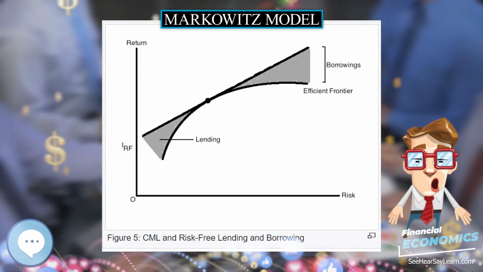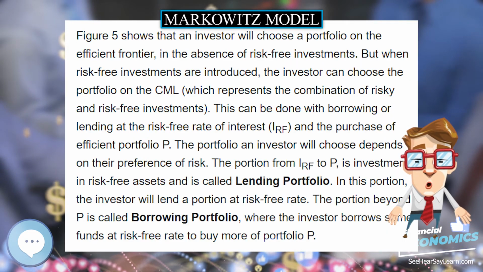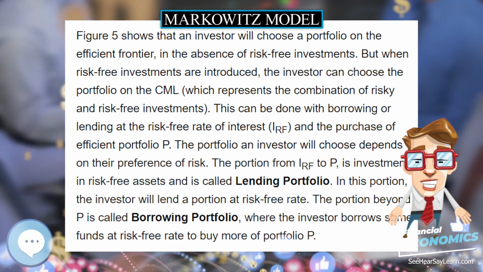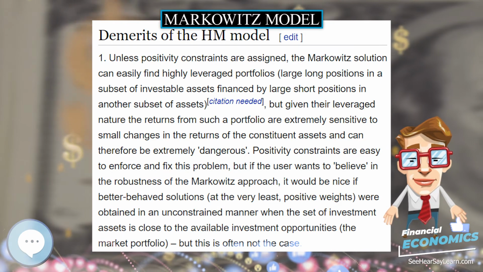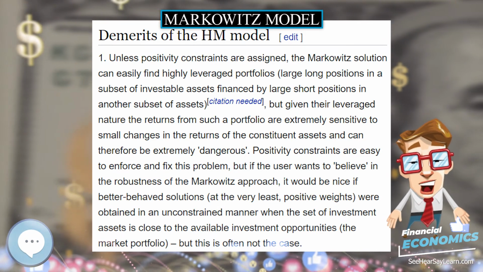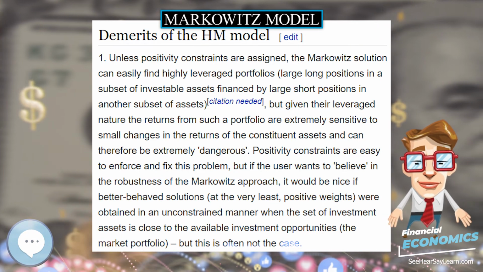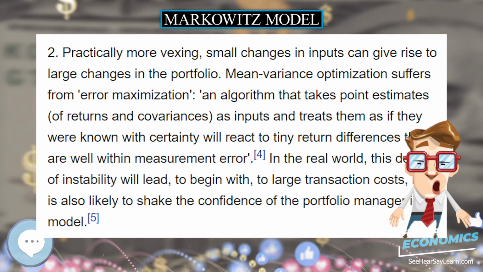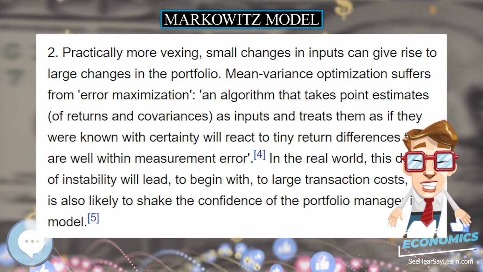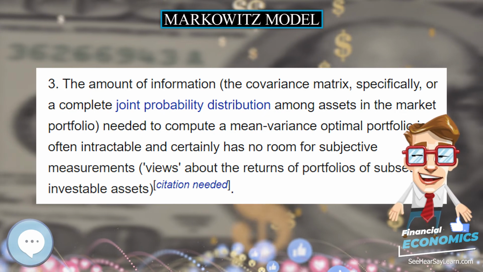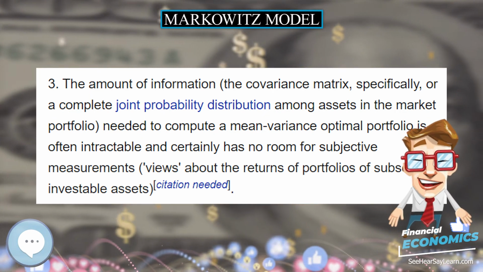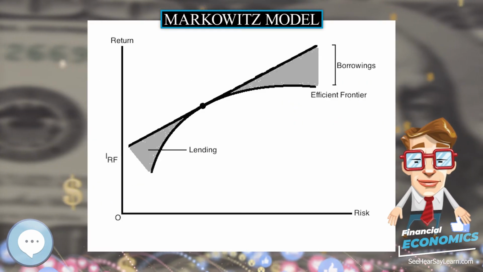The portion from IRF to P is investment in risk-free assets and is called the lending portfolio. In this portion, the investor will lend a portion at the risk-free rate. The portion beyond P is called the borrowing portfolio, where the investor borrows some funds at the risk-free rate to buy more of portfolio P. Demerits of the model.